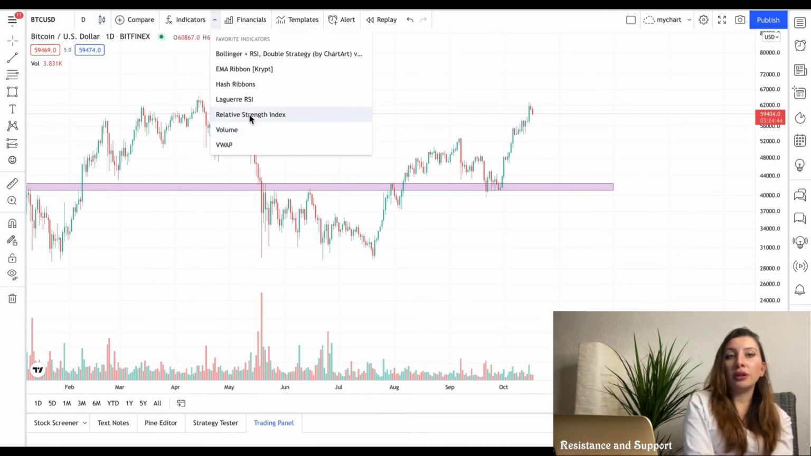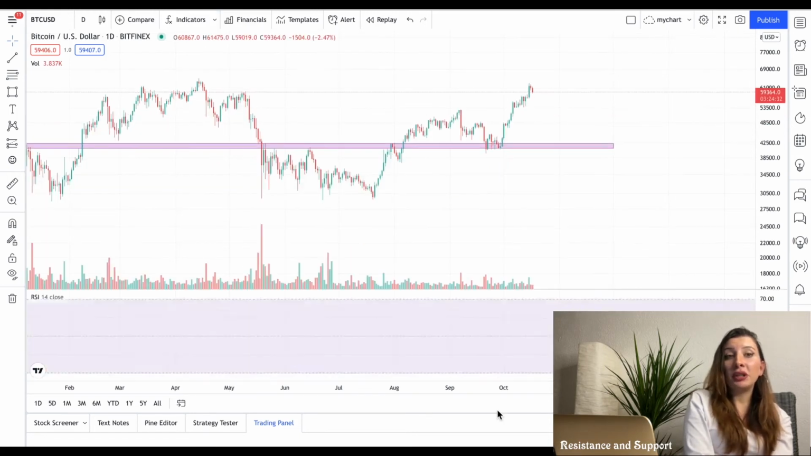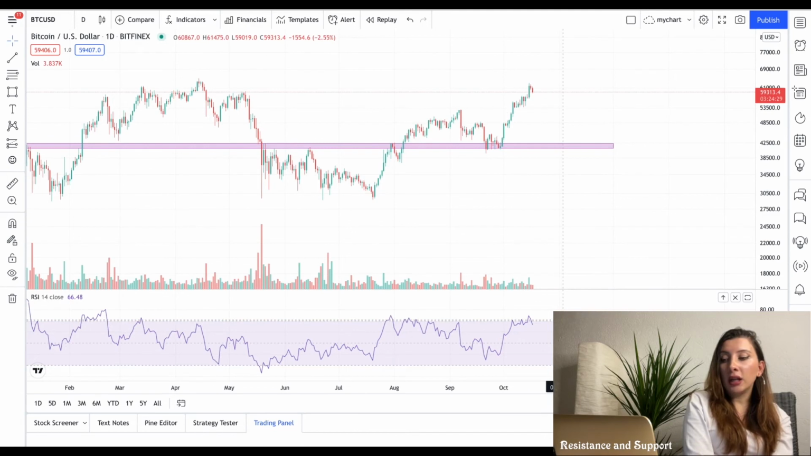Another favorite indicator that I use is the relative strength index. I'm actually using at this moment just these two indicators, and that's pretty much enough to be a successful trader. This shows how strong the price action actually is.